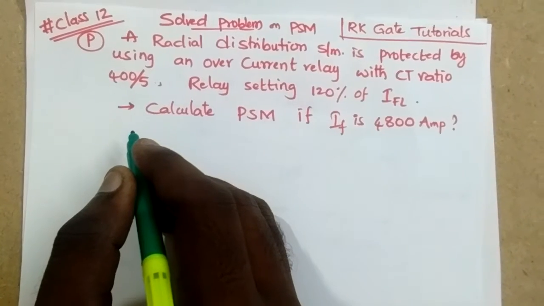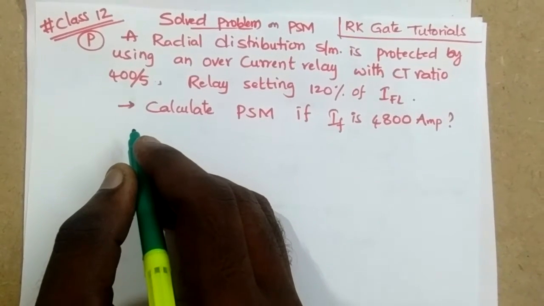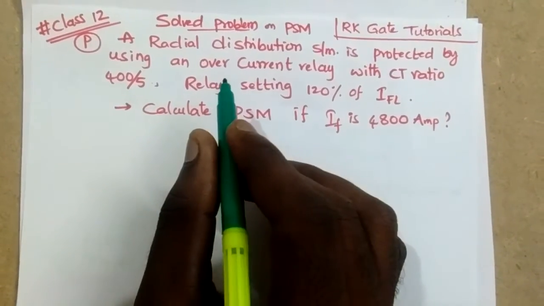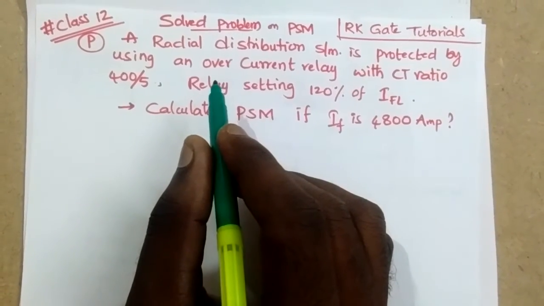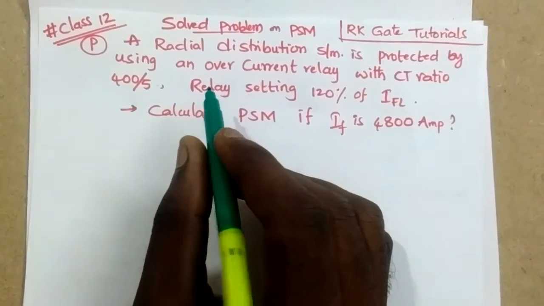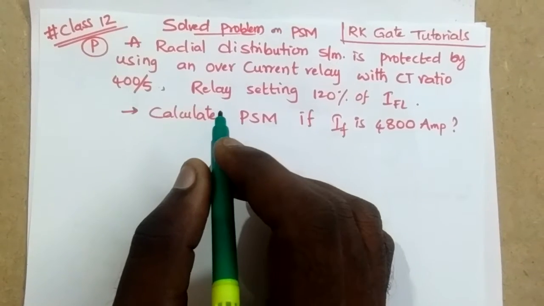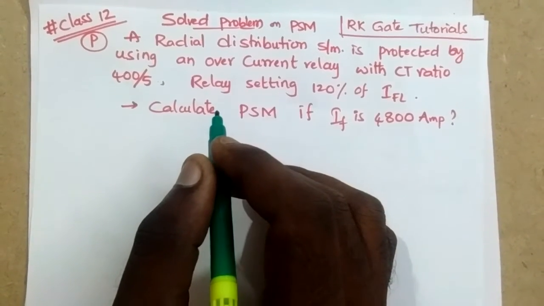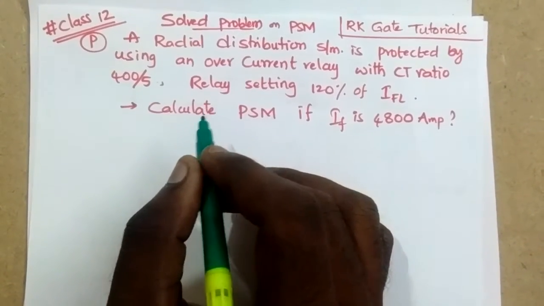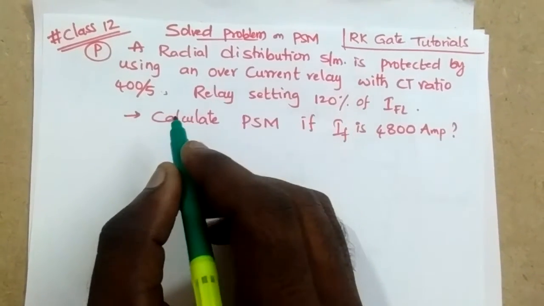So in the previous class we have seen how to adjust the pickup current of the relay, and also we have seen about the plug setting multiplier and its calculation formulation. In today's class we will work out a problem on plug setting multiplier. So let us see this.